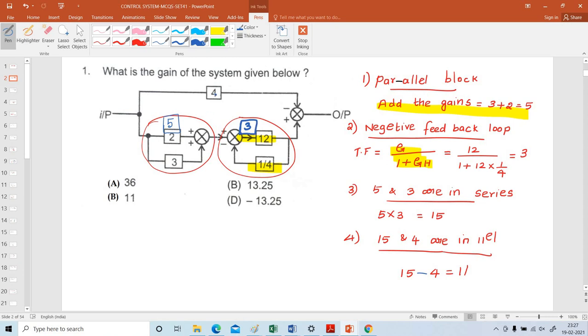Now this block diagram consists of gains 4, 5 and 3. 5 and 3 are connected in series. What is the resultant? The resultant is the multiplication of 5 into 3, that is 15. And next, this 15 and 4 both are connected in parallel. So what is the net value? 15 is positive, 4 is negative, so I will get the answer 11. So option B is the correct answer.